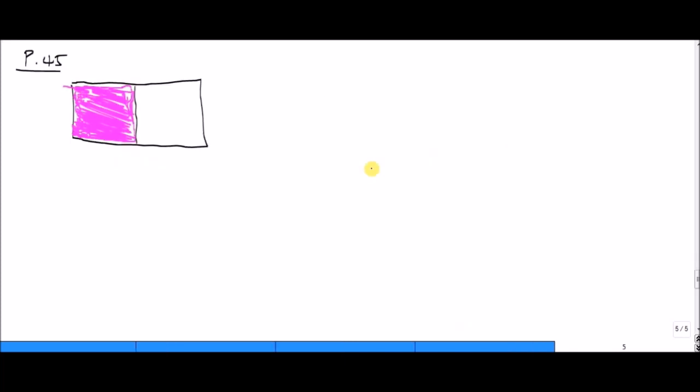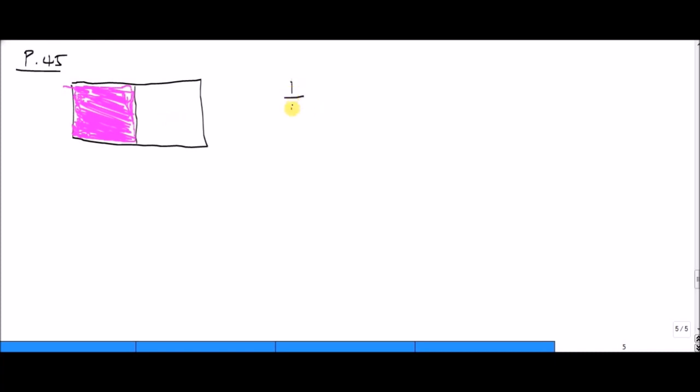So we're on page 45 now. We're looking at equivalent fractions. Equivalent fractions, as defined by the book, have the same value and therefore name the same amount. In class, we came up with our definition that says equivalent fractions have different names, but they have the same value. Here we have a rectangle, not a very pretty one, but it's divided into 2 pieces.